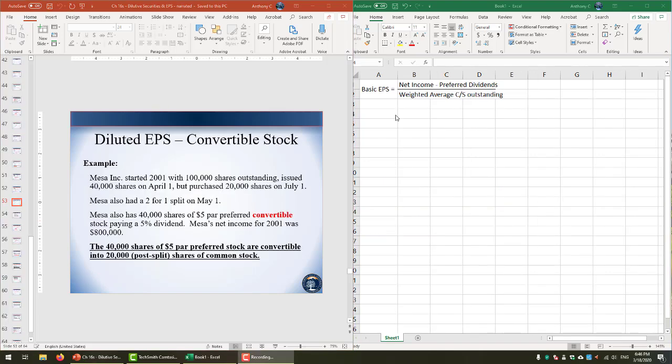The next topic we'll cover is how to calculate diluted EPS when a firm has convertible stock.